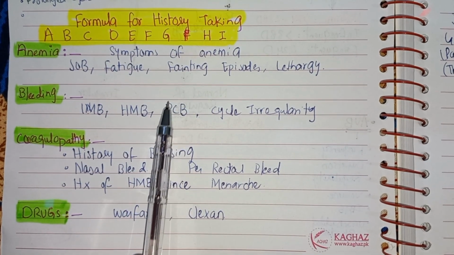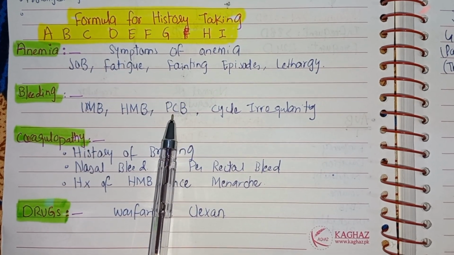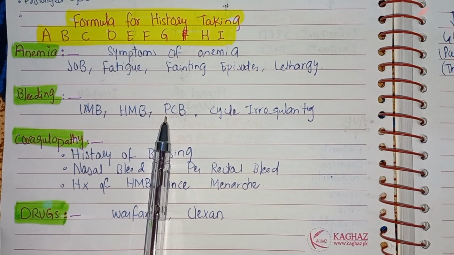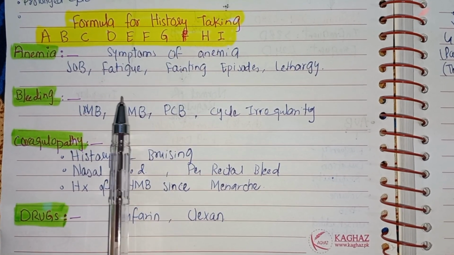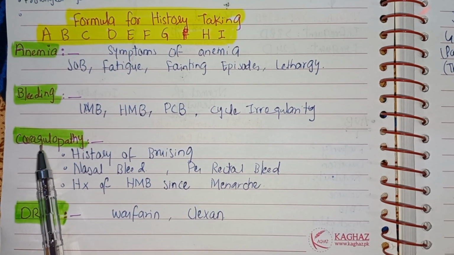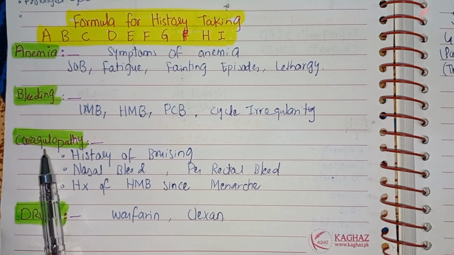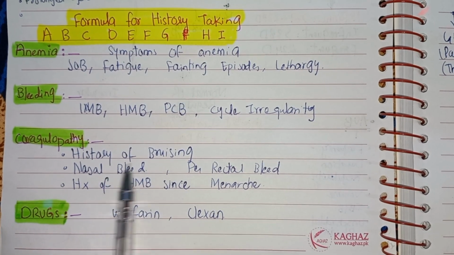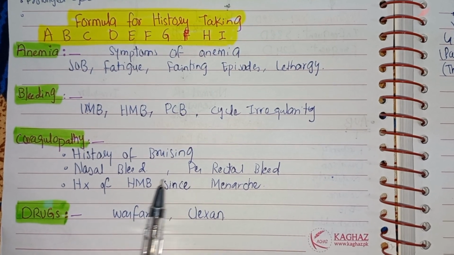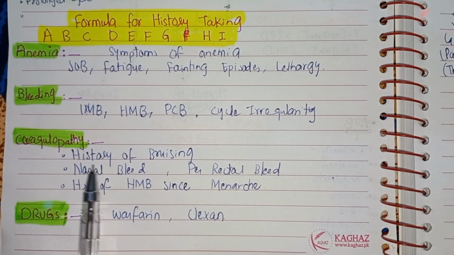Then when you are asking about postcoital bleeding, you must ask about any history of vaginal discharge and pelvic pain. C stands for coagulopathy. When a patient presents with bleeding problems due to coagulopathy, there may be a history of bruising, nasal bleed, per rectal bleed, or heavy menstrual bleeding since menarche, or a family history of bleeding disorders.